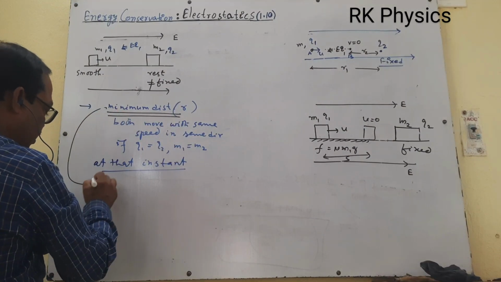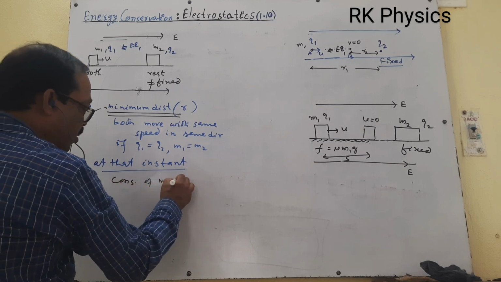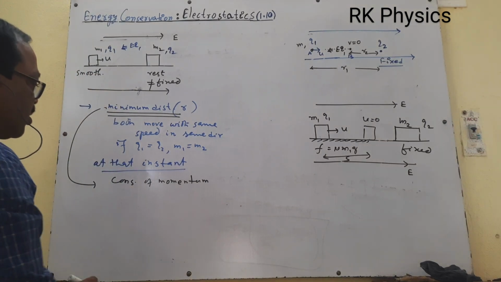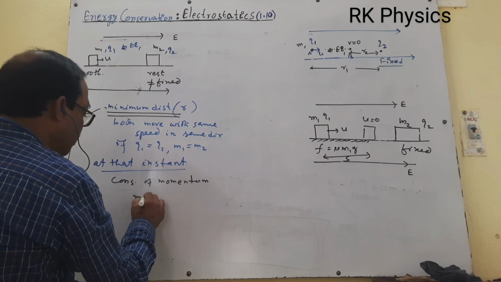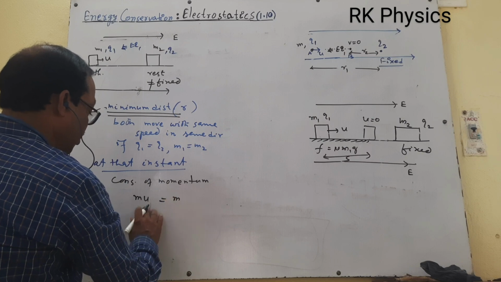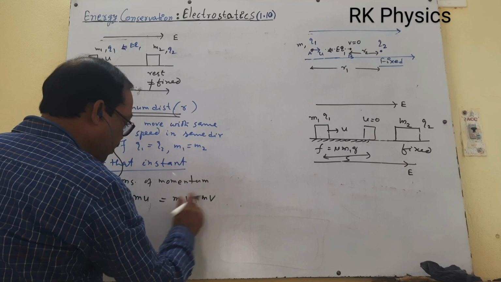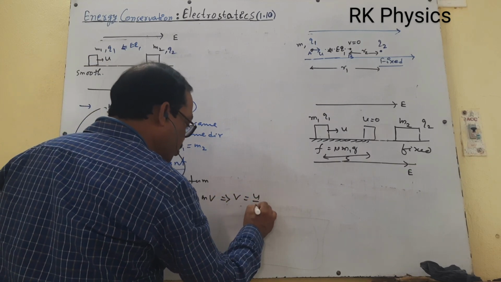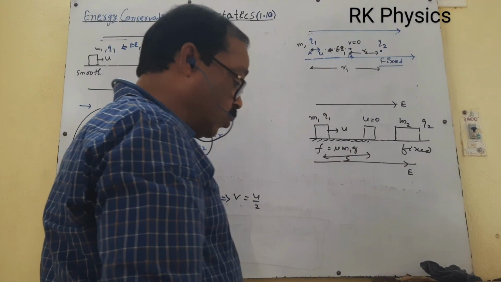At the minimum distance r, this is the condition. First you use conservation of momentum, because it is a type of collision. Conservation of momentum: m u equals m v plus m v, so v becomes u by 2.